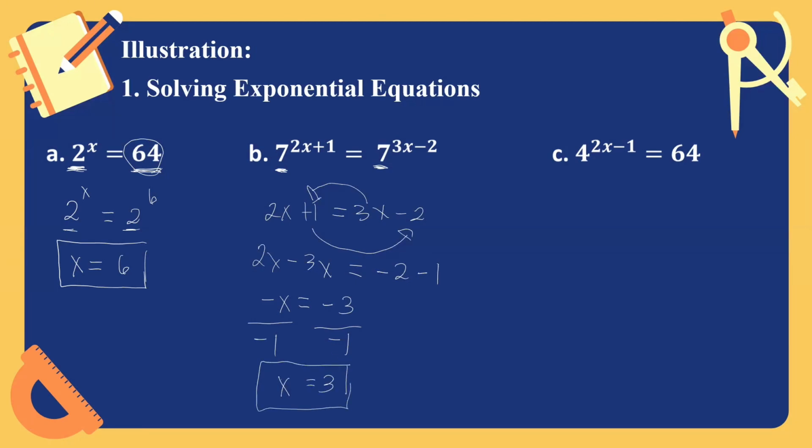So how are we going to check if our answer is correct? So simplify or simply substitute the values of x to the given equation. So let's say for example, sa letter A. Yung example natin sa letter A, si x is 6. So when we substitute to our given, dapat equal yung magiging sagot niya. So we have 2 to the power of 6 is equal to 64. And 2 to the power of 6 is 64 and it is equal to 64. So it is correct. Okay? So for checking lang po yan.